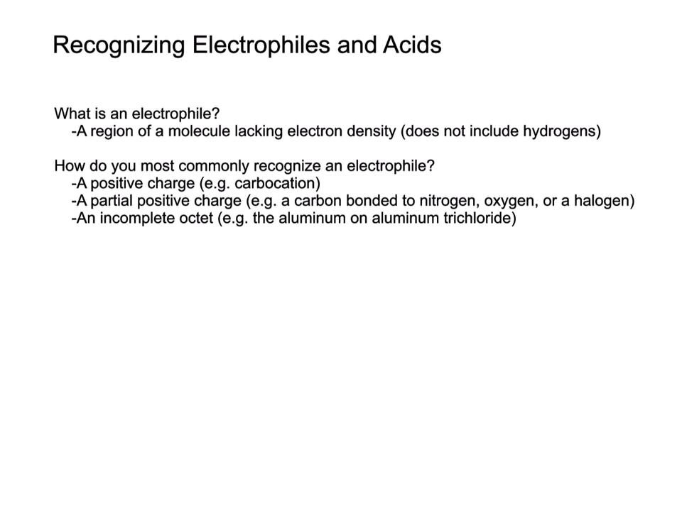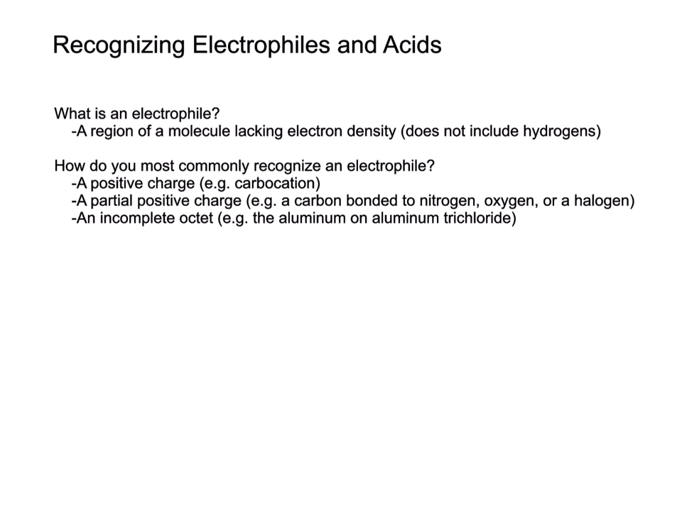So a partial positive charge is another way to recognize an electrophile. However, here we're looking for really a difference in electronegativity between 2 adjacent atoms on a molecule. For example, if we have a carbon bonded to a nitrogen, an oxygen, or a halogen, we can say that the carbon is going to be partially positive because the nitrogen, oxygen, or halogen that's bonded to it is more electronegative. So in other words, those carbons in those situations are going to be partially positive and electrophilic. But it doesn't advertise itself that way. We need to make sure that we figure that out by looking at those 2 adjacent atoms.